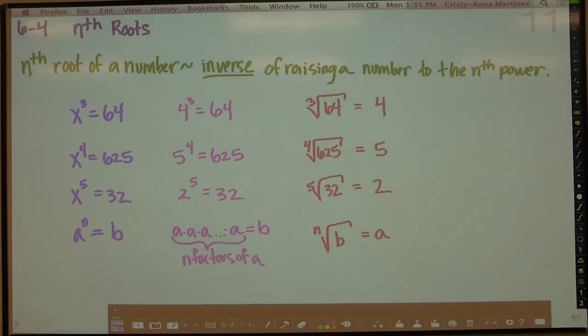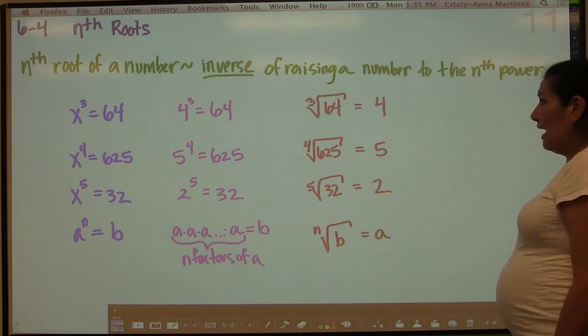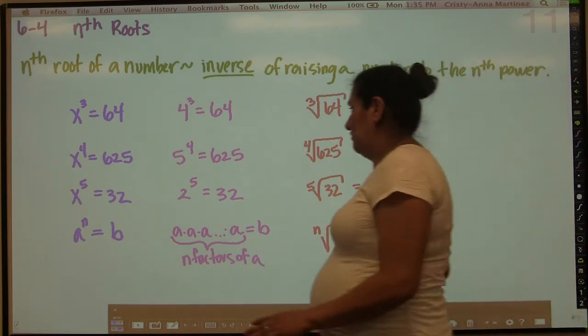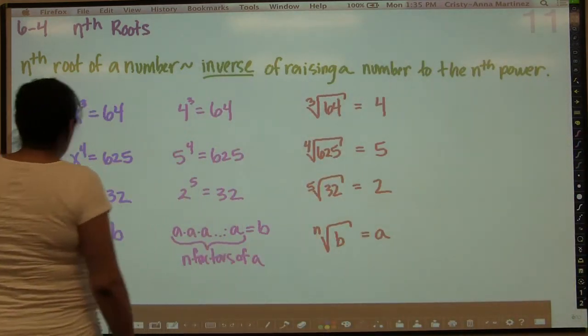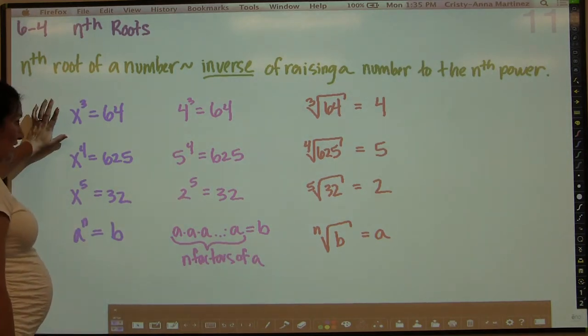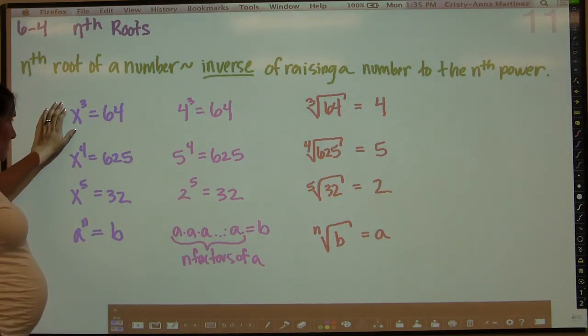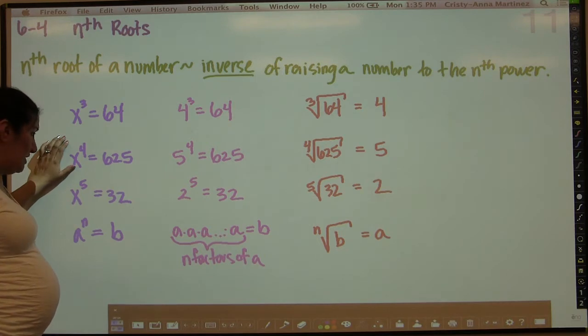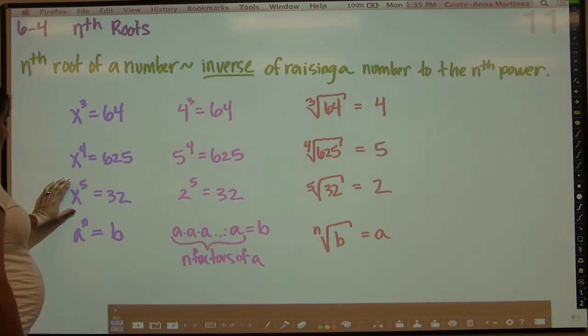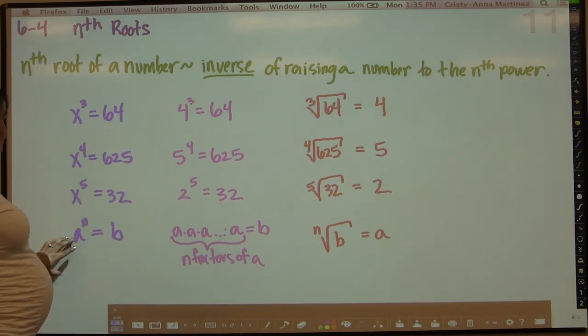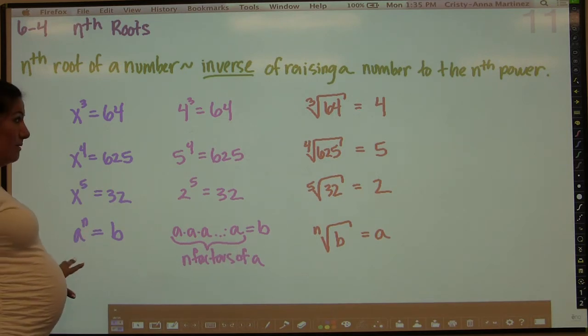By definition, the nth root of a number is the inverse of raising a number to the nth power. So I have some examples for you so you can understand what's going on here. For example, here we have some equations on this side. It's kind of like a table. X cubed equals 64. X to the fourth equals 625. X to the fifth equals 32. And then we have a generic a to the nth power equals b.